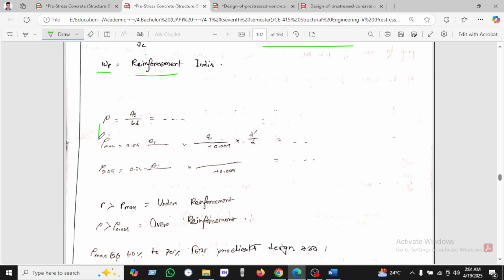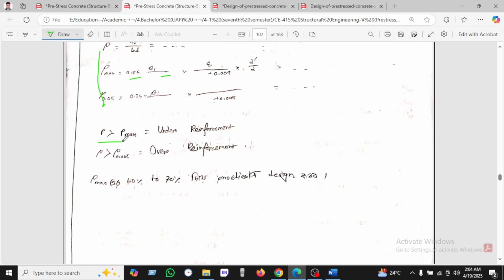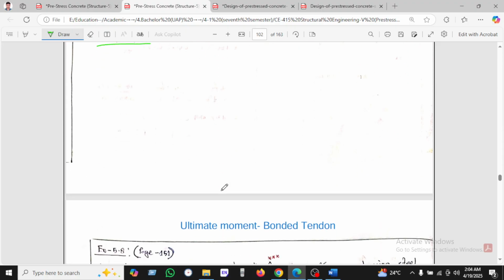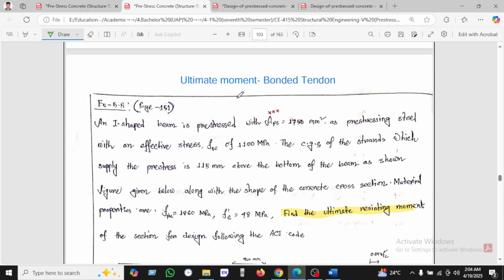So there is some rho problem. We can find out that rho is 0.85 beta from this. So when rho is less than rho max, it is under-reinforced, and when rho is greater than 0.5 it is over-reinforced. Rho max is 50% to 80%. It is designed to this in the practical field.